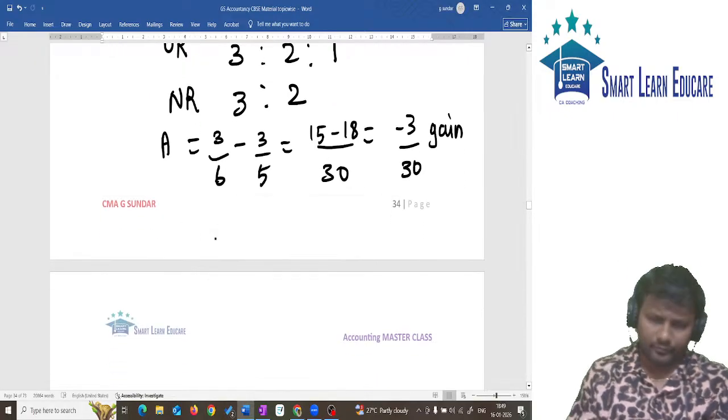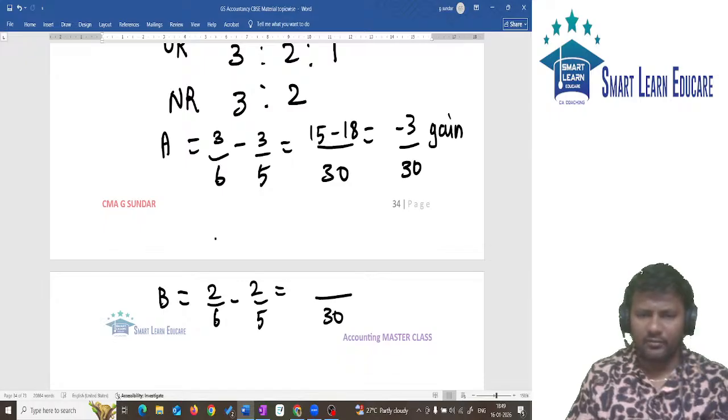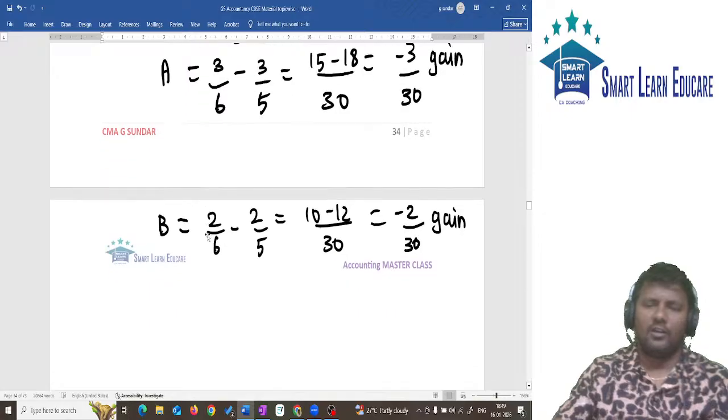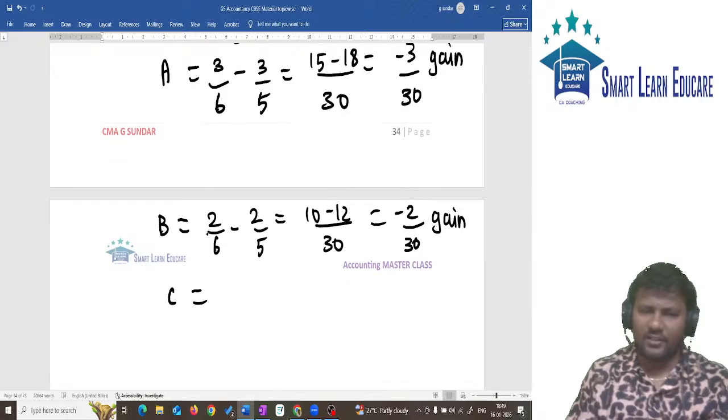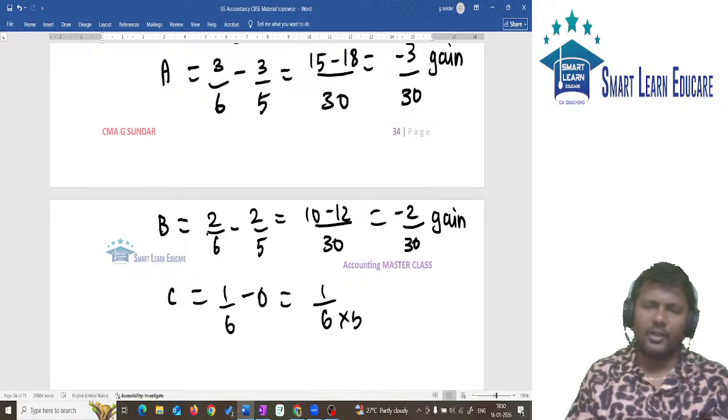Next B. It is 2/6 minus 2/5, LCM 30. So 10 minus 12, it is minus 2/30. This partner is also gaining. And C will obviously be the sacrificing partner. Old ratio 1/6 minus 0, you will get the answer as 1/6. Write it in terms of 30, multiply by 5, you will get the answer as 5/30.